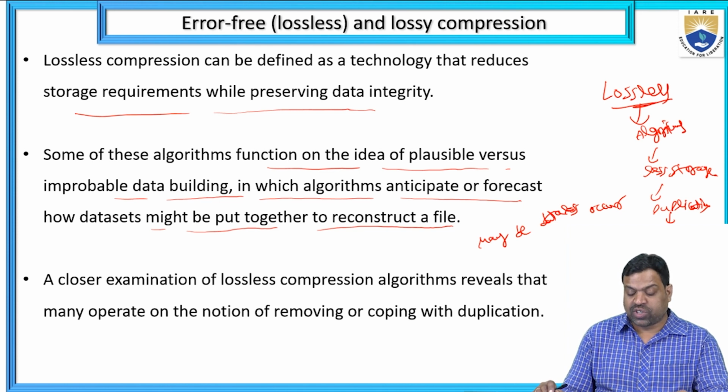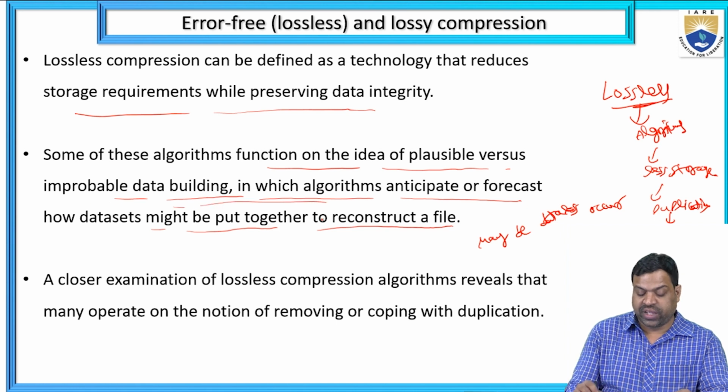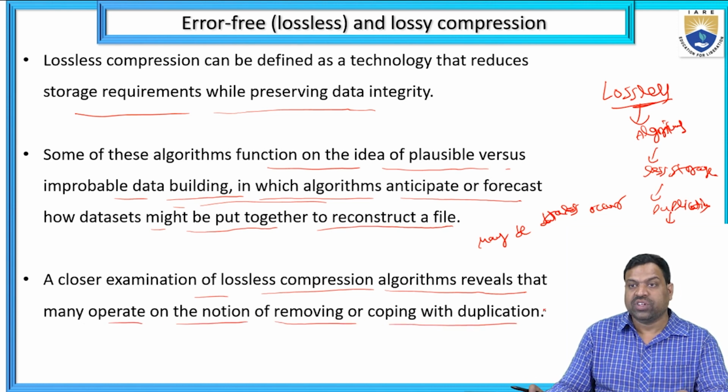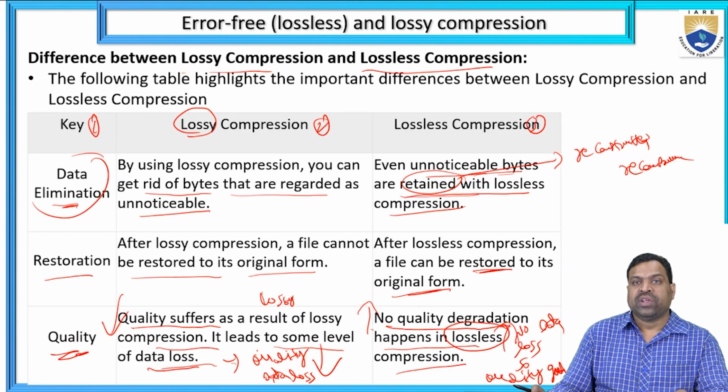Some of these algorithms function on the idea of building probable versus improbable data. A closer examination of lossless compression algorithms reveals that many operate on the notion of removing or coping with duplication. These techniques can make the files smaller while offering a shortcut, and machines can be used to reconstruct the data later. And there are various approaches around this, including pointing to provide consistent values of extra data bits. So there are major differences between lossy and lossless.